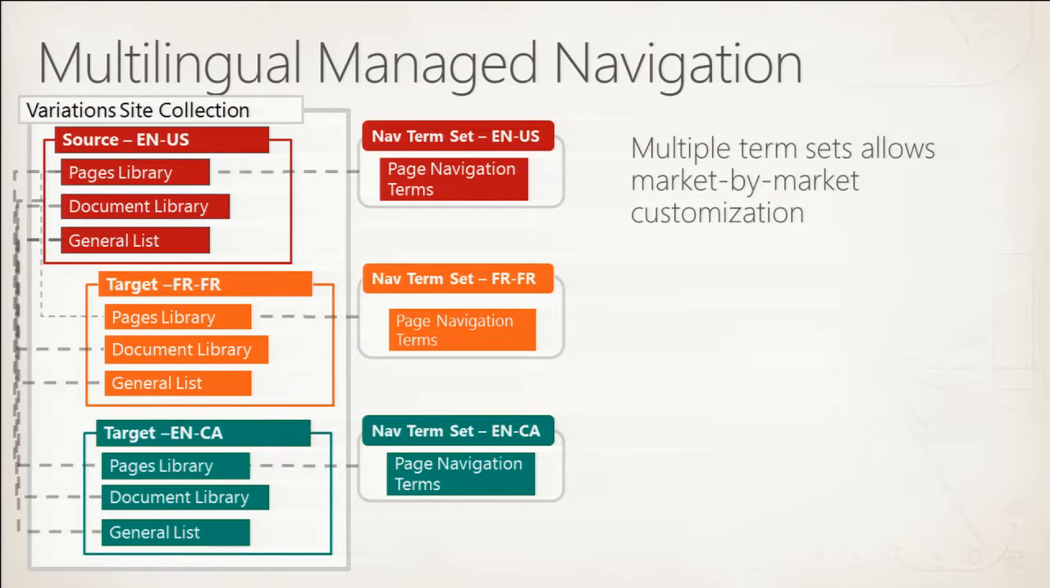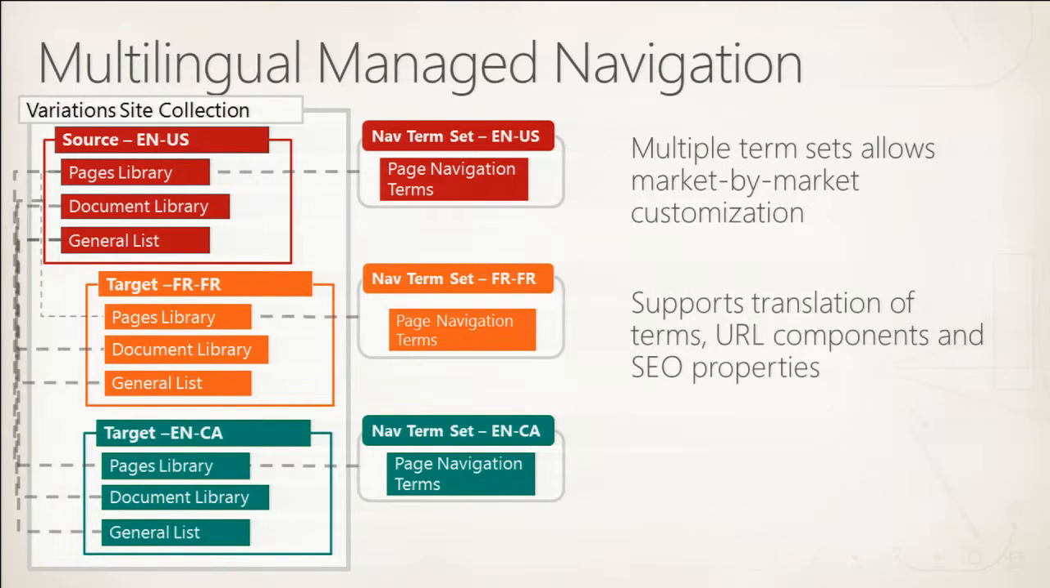The other thing that we do is we support the translation of not only the terms themselves, but also the URL components and the SEO properties. So for example, your customers may not see this, but Bing and Google are definitely going to be able to see your translated SEO properties. And finally, there's no language packs required to do translation in the term store. It's just out of box.